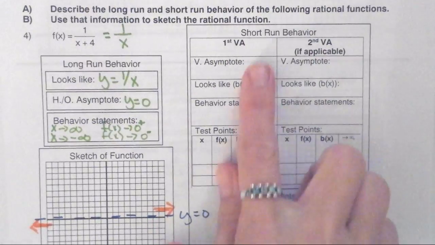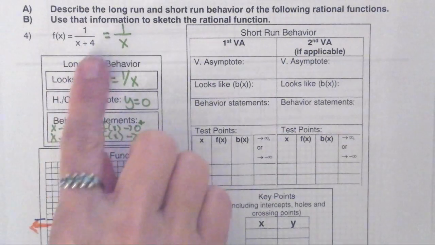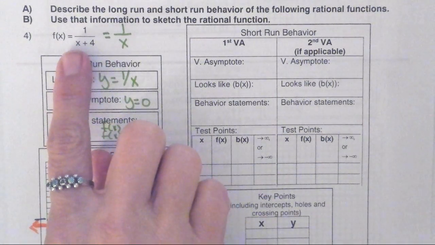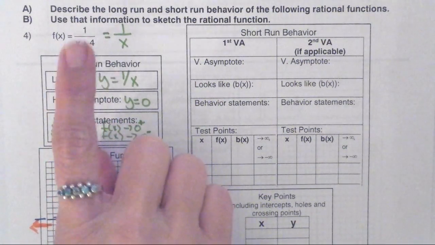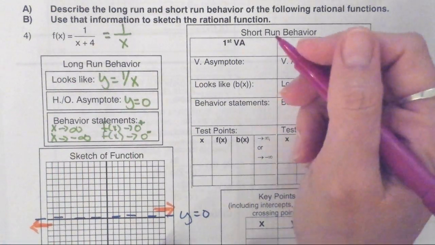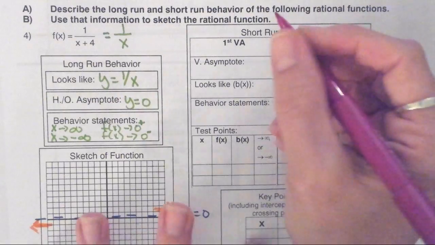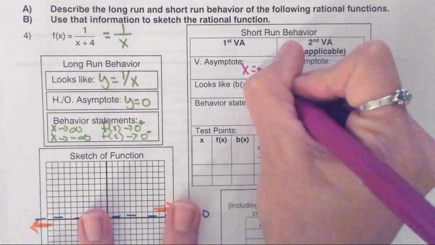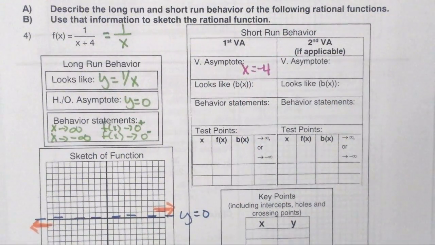When we talk about short run behavior, we're focusing on the bottom. We're focusing on just the denominator. And I want to know what would make this denominator equal 0. So what would make x plus 4 be 0 if x were what number? Negative 4. So my vertical asymptote is negative 4.